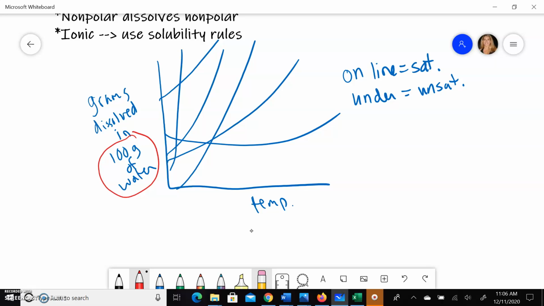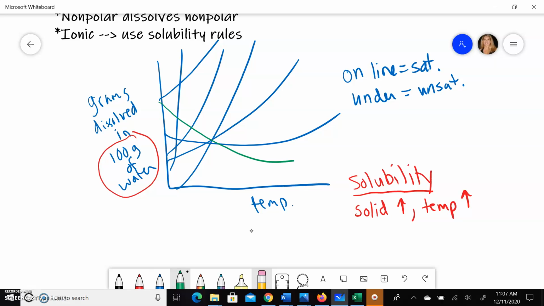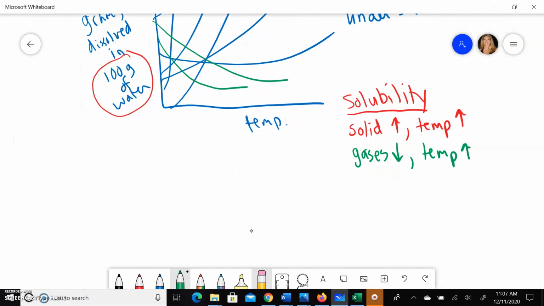Keep in mind that solubility, which is the ability to dissolve, changes whether or not it's a solid or a gas. So solids are going to increase as temperature increases. So all of the lines that I drew on this graph, notice they have positive slopes, so those are going to be an increase in temperature. Let's do a couple of these. If they have a negative slope, those are going to be gases. So gases actually decrease their solubility as you increase the temperature. So the colder gases are, the more they can dissolve into something.